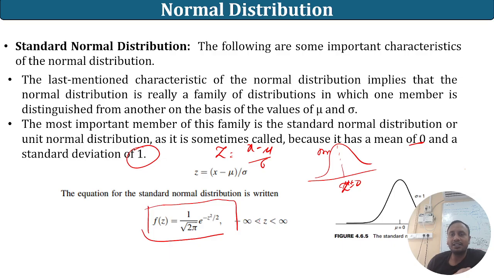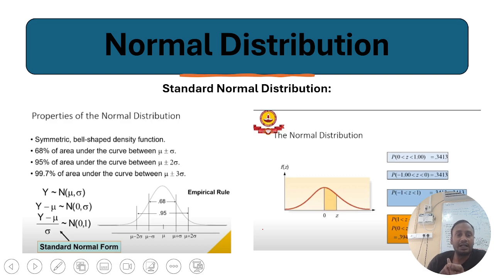Earlier it was a function of two variables, so we had to know the values of mu and sigma. But now it's a simplified version of the normal distribution. It's a standard normal distribution. Based upon that, we can see some problems also.